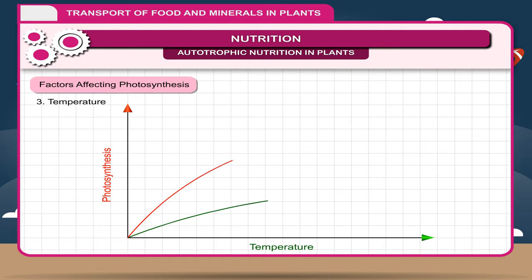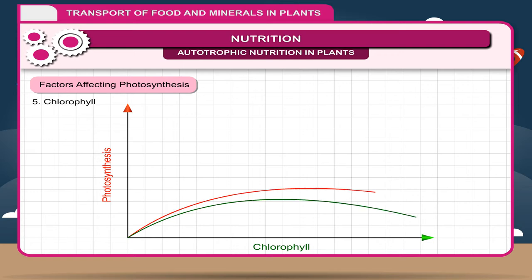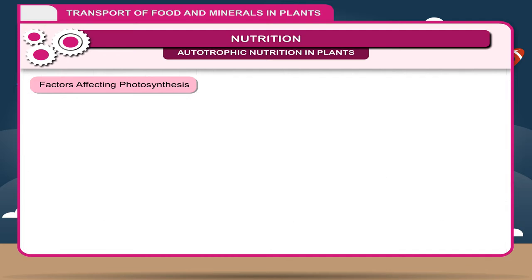3. Temperature. The optimum temperature for photosynthesis is between 25 degrees Celsius to 35 degrees Celsius. 4. Water. It reduces with the decrease of water content. 5. Chlorophyll. If chlorophyll concentration is less, the rate of photosynthesis is adversely affected.